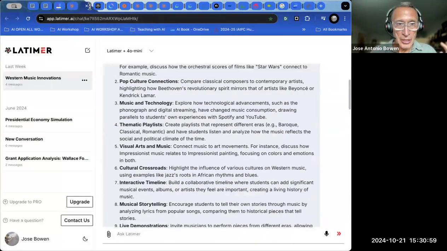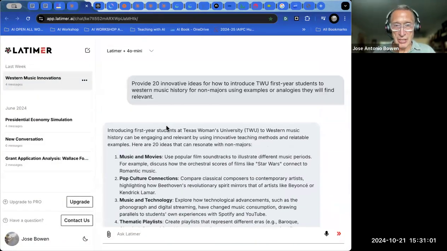But now I'm going to go to Latimer. I ask Latimer the same question. Remember I said that Latimer was a different AI trained on black and brown sources? So notice how I get a different answer, right? Notice it's number two here. Compare classical composers to contemporary artists. Fine. Highlighting how Beethoven's revolutionary spirit mirrors that of artists like Beyonce or Kendrick Lamar. In other words, it didn't give me Taylor Swift. It gave me two black artists because that's what it's trained on. That's how it thinks. It thinks differently. So that could be useful to you.